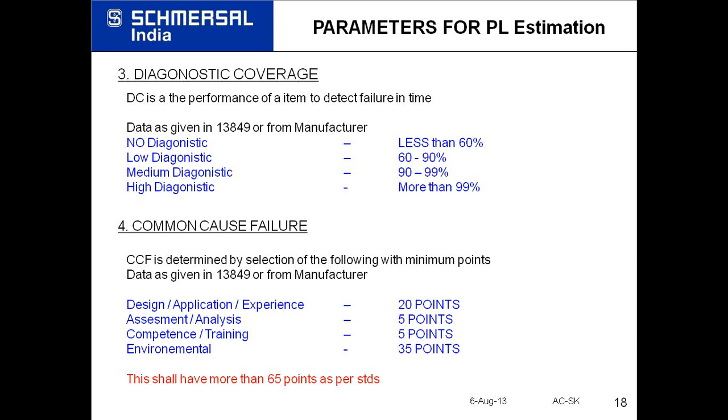Out of all these questions, if you are able to meet 65 points, then we say we have taken care of the common cause failures. So this is the fourth parameter, and it takes care of human negligence or human error in developing a system, like wiring, mounting, electromagnetic interferences, environmental, all those things.